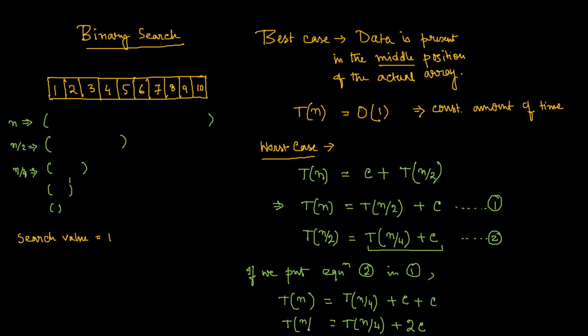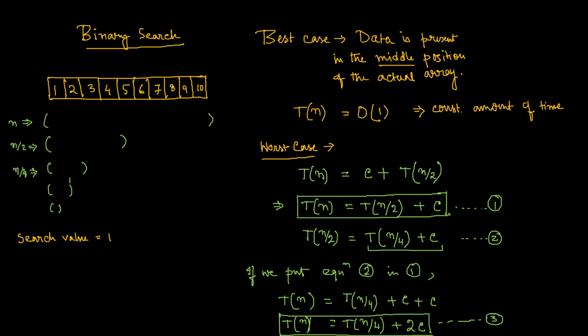Say this is equation 3. So you have written T of n in this form. You have also written T of n in this form. So let's now assume what is T of n by 4.